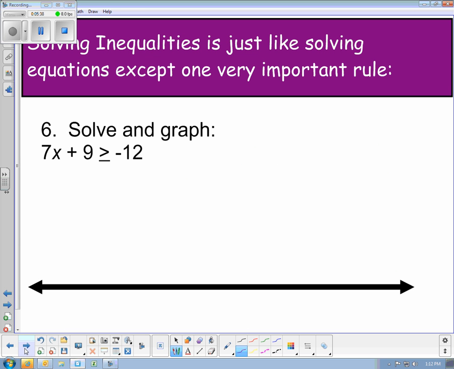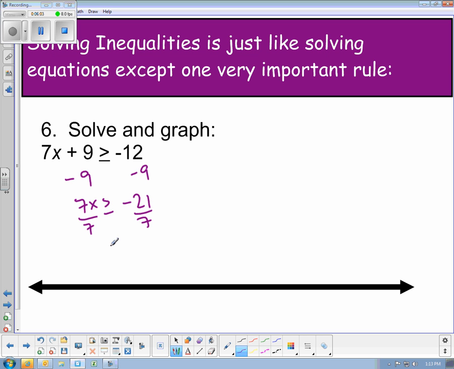Let's take a look at number 6. I want to graph the inequality 7x plus 9 is greater than or equal to negative 12. So the first thing I'm going to do is subtract the 9. I have 7x is greater than or equal to negative 21. And then I divide by 7.